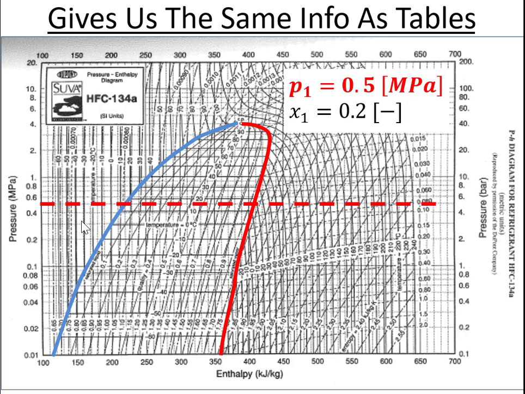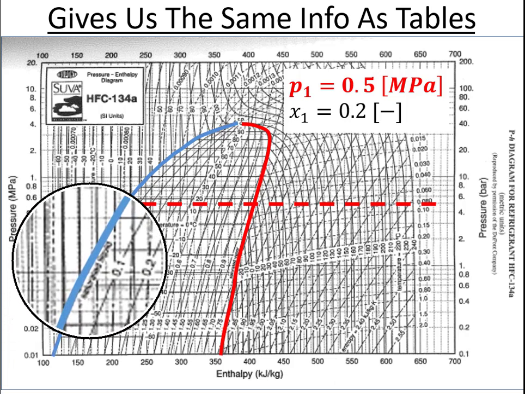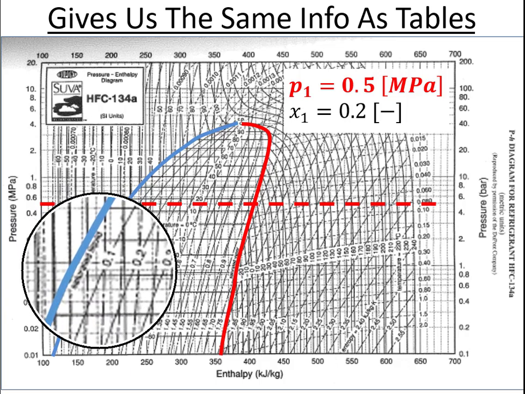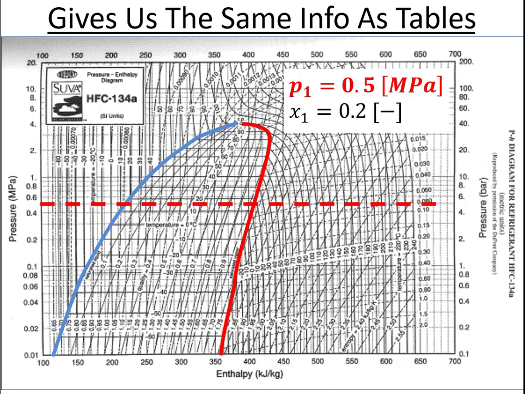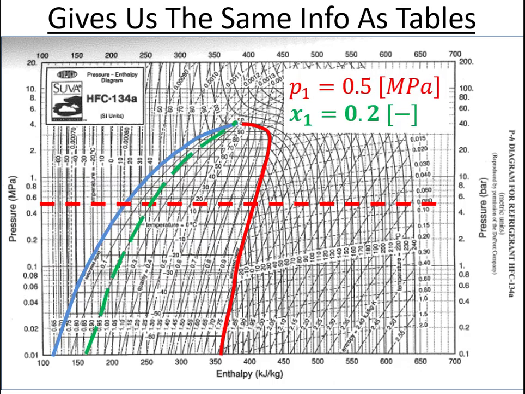The next thing I'm going to look for is the quality of 0.2. So I look on my graph down here, there's quality of 0.1, there's quality of 0.2. So I'll look for the intersection of these two lines, which is maybe a little bit easier once I highlight quality of 0.2. And then I can put my state point right there.